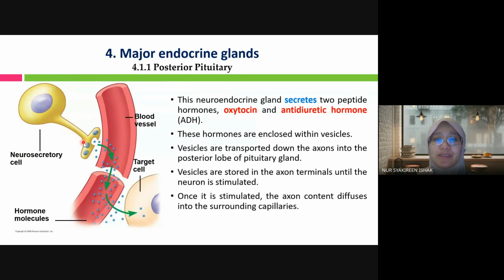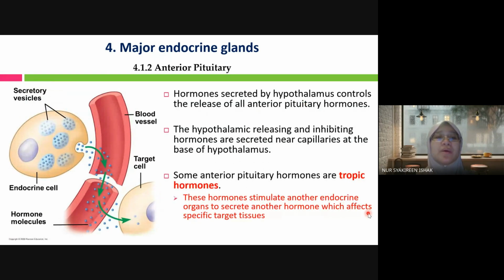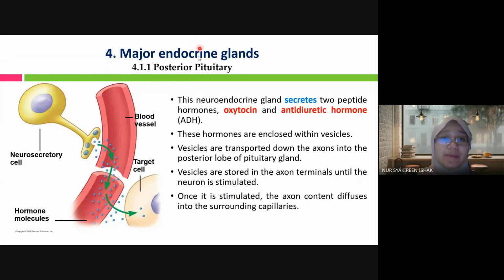So vesicles are transported down the axon into the posterior lobe of the pituitary gland, kan, the posterior part. So vesicles are stored in the axon terminal until the neuron is stimulated. If the neuron is stimulated, it receives and transmits impulse. Kan, stimulated tu maksudnya receive and transmit impulse, so the axon content will diffuse into the surrounding capillaries through the process of exocytosis. Okay, so that is for the posterior. Secretes sahaja, dia secrete je hormon dia, yang hasilkan adalah hypothalamus, remember that.